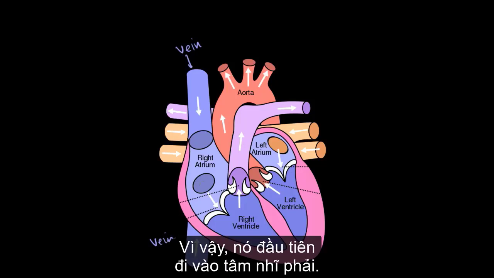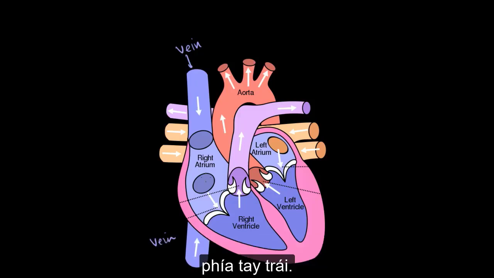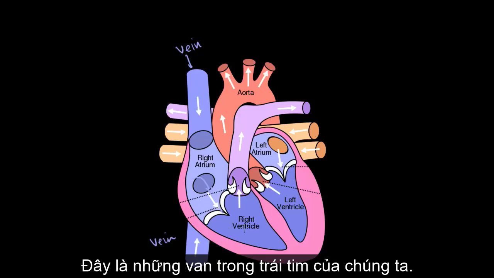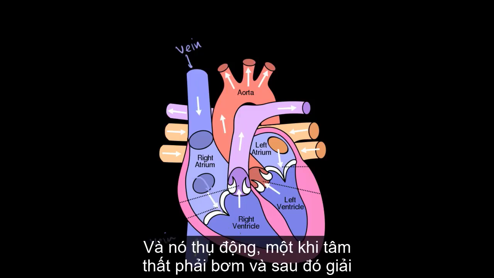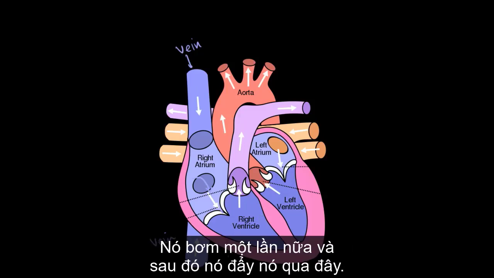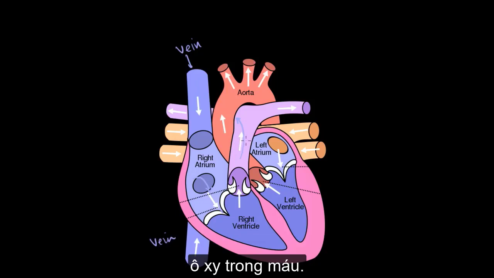So it first enters the right atrium. Remember, it's the right hand. We call it the right atrium because this is someone's heart facing us, even though this is on the left-hand side. It enters through here. It's deoxygenated blood. It's coming from veins. The body used the oxygen. Then it shows up in the right ventricle, right? These are valves in our heart, and it passively, once the right ventricle pumps and then releases, it has a vacuum and it pulls more blood from the right atrium. It pumps again, and then it pushes it through here. Now, this blood right here, remember, this one still is deoxygenated blood.